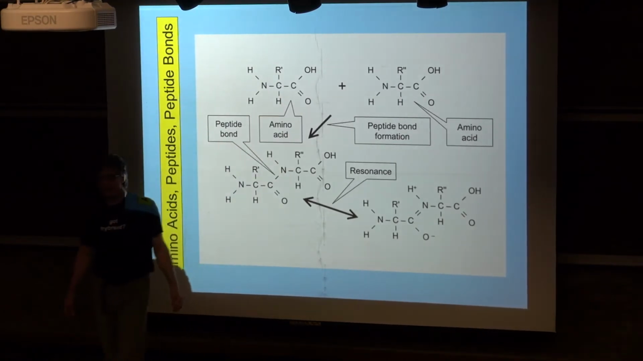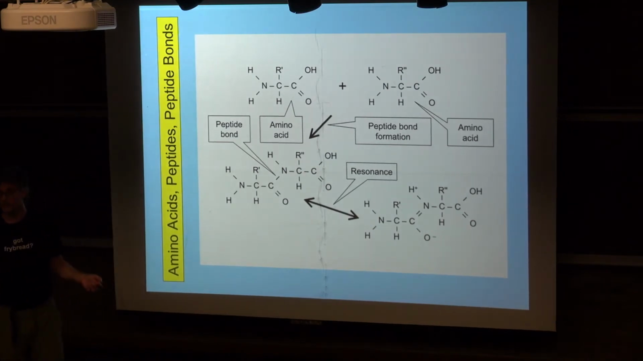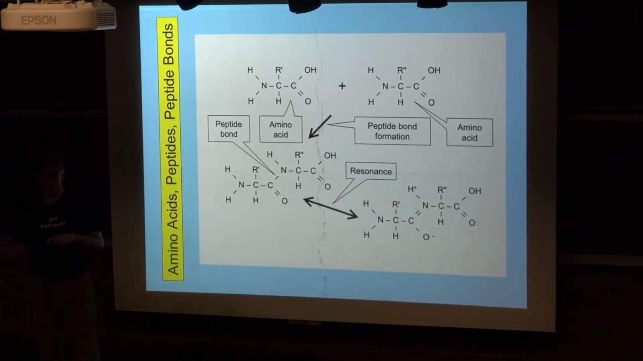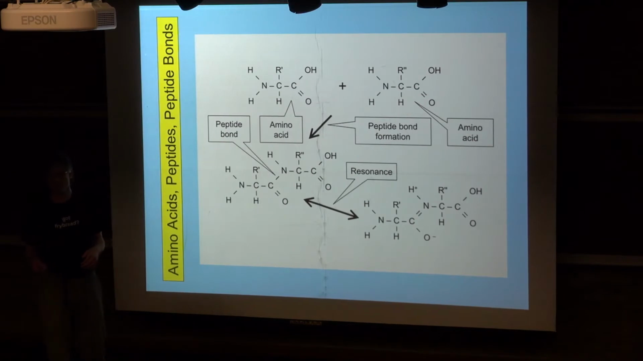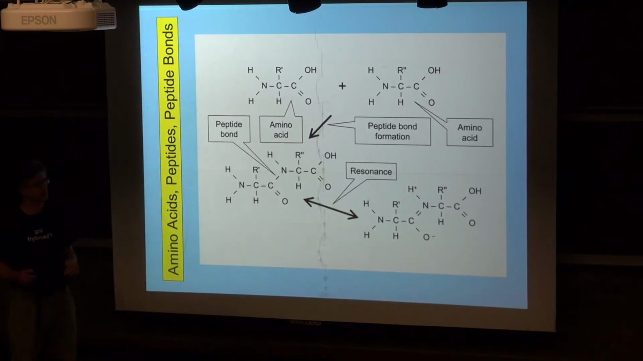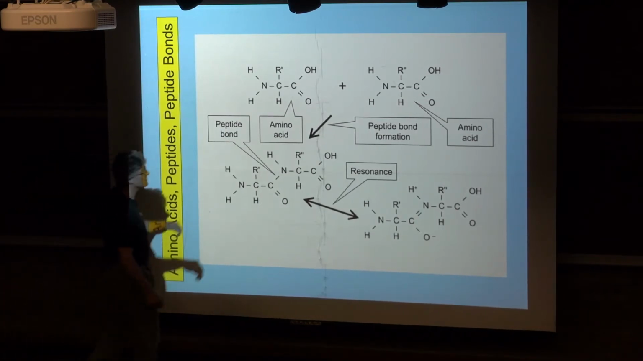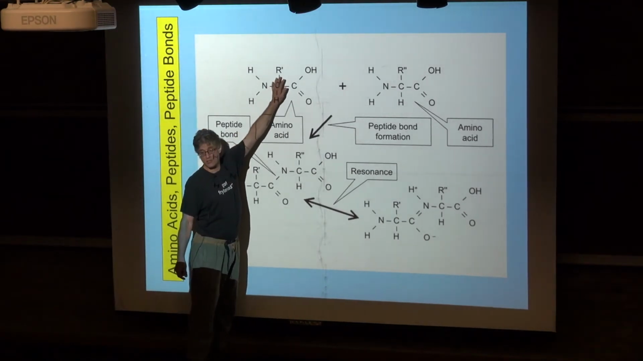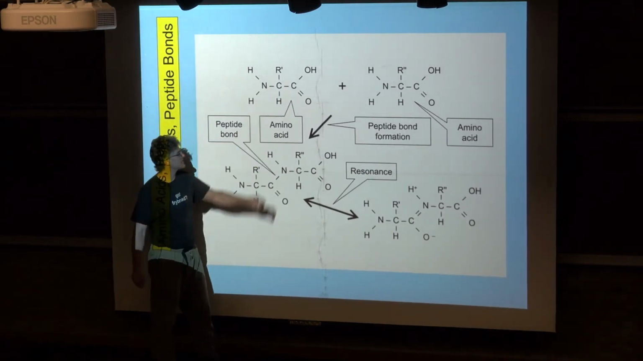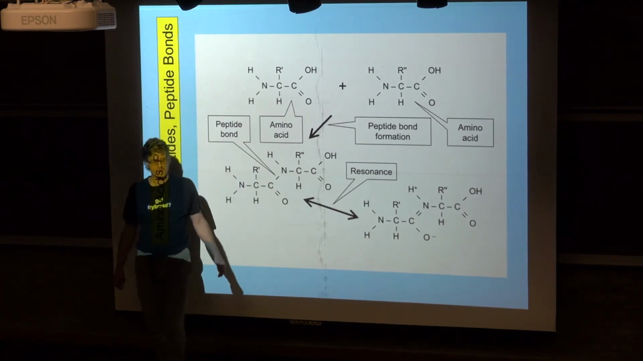And there's 20 naturally translated amino acids. You can also modify amino acids after they've been put into proteins or polypeptides. But there's 20 naturally translated amino acids. And these amino acids differ in terms of the R group attached to this central carbon.